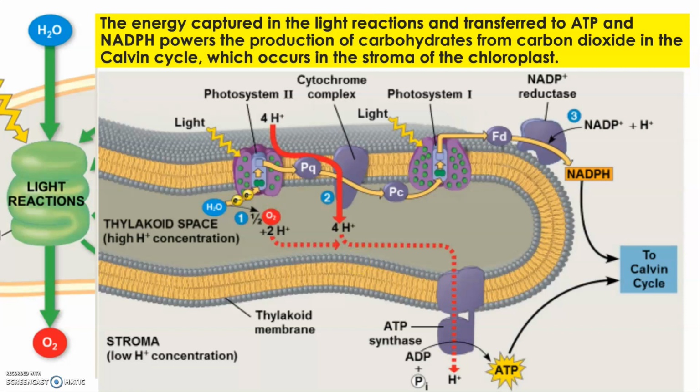The energy captured in the light reactions is transferred to ATP and NADPH to power the production of carbohydrates, or sugars, from carbon dioxide in the Calvin cycle, which occurs in the stroma. So basically all I'm saying is the harvested electrons and energy then continue on to power the Calvin cycle.